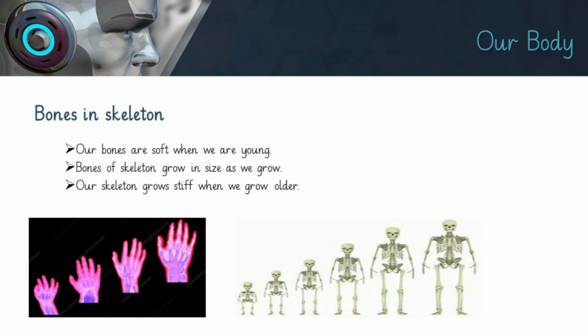In the same way, if you look at the picture of the skeleton given on the right side, you can see that there is a difference of size in the skeleton of a child and in the skeleton of an adult. A child's skeleton grows in size with the passage of time till adulthood. Our skeleton grows stiff when we grow older.